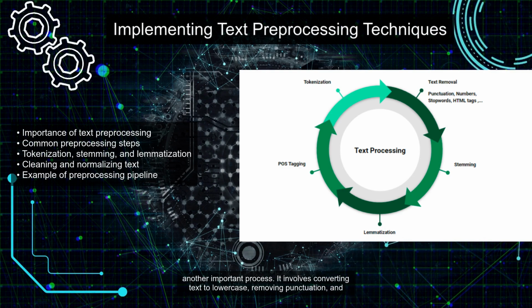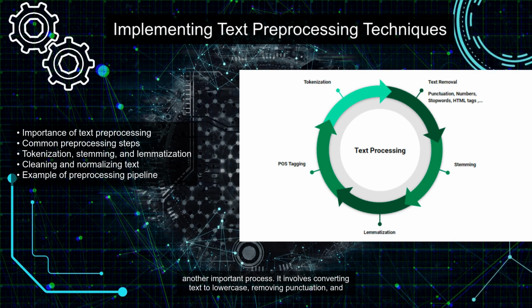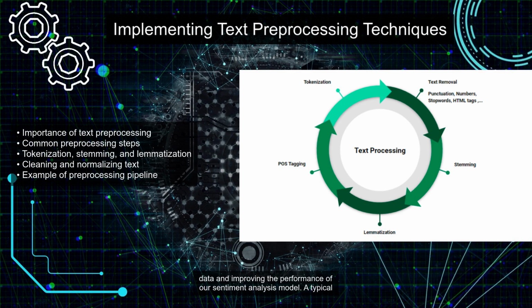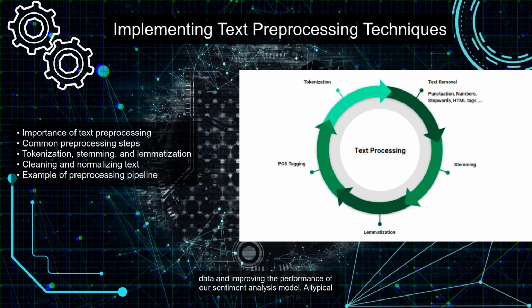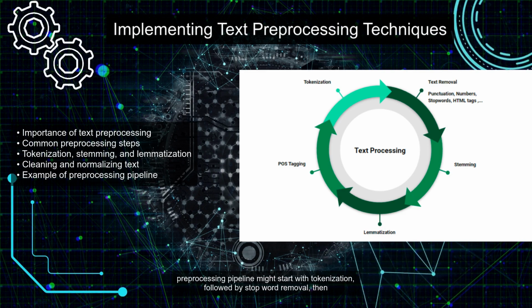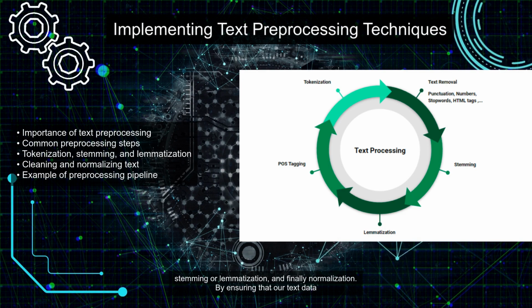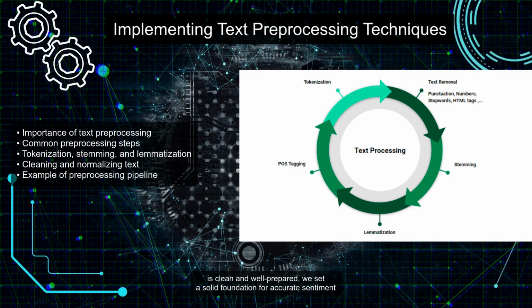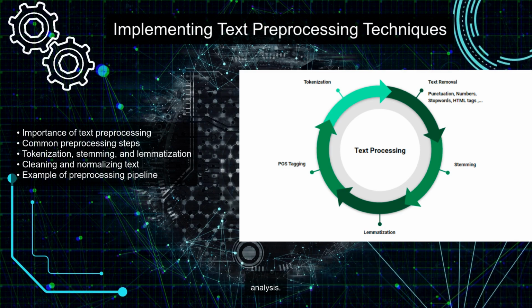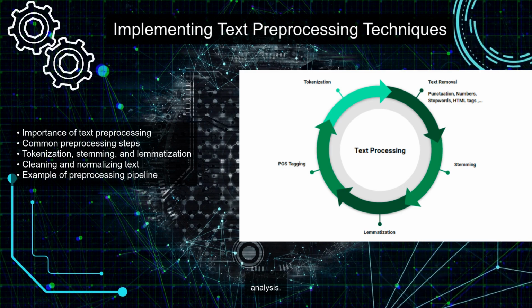Text normalization is another important process. It involves converting text to lowercase, removing punctuation, and handling special characters. All these steps help in reducing noise in the data and improving the performance of our sentiment analysis model. A typical preprocessing pipeline might start with tokenization, followed by stop word removal, then stemming or lemmatization, and finally normalization. By ensuring that our text data is clean and well prepared, we set a solid foundation for accurate sentiment analysis.